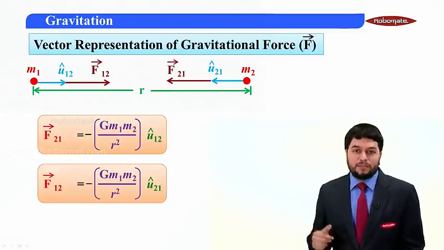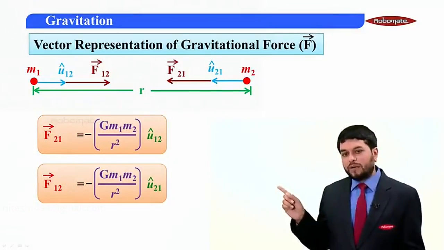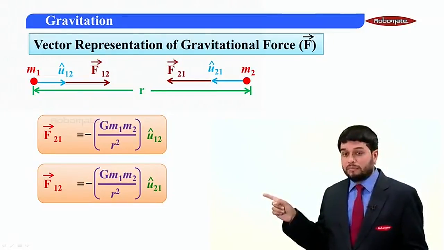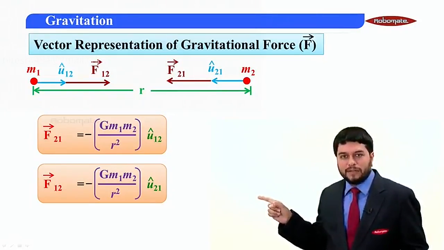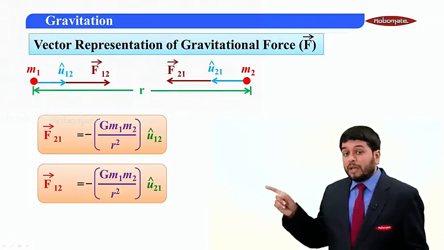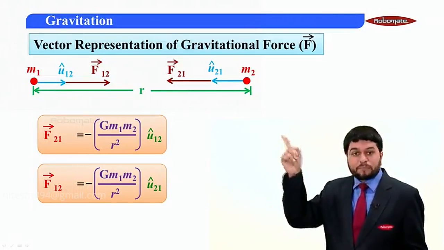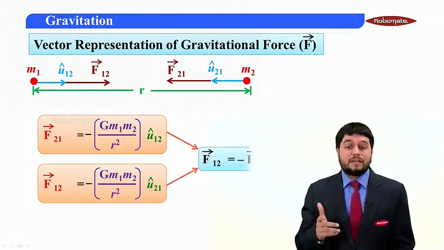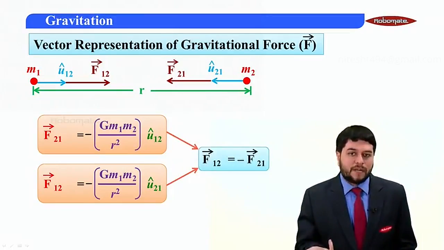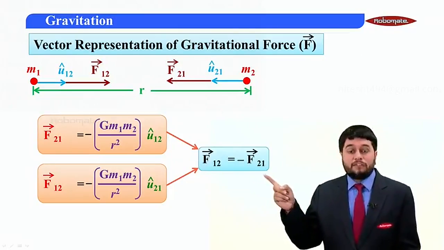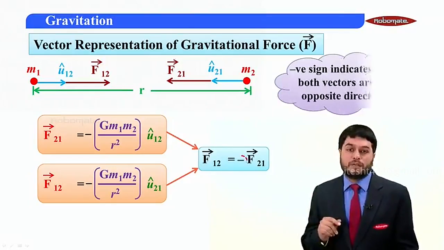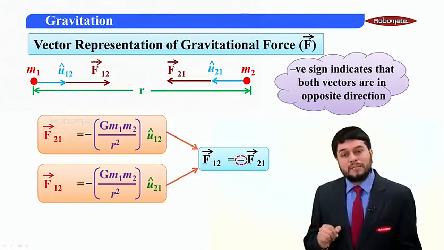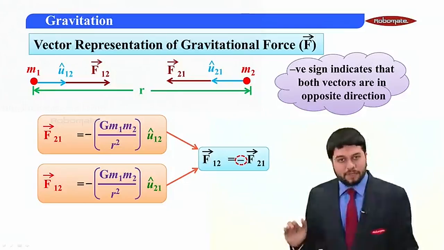If I just cumulate these two forces, just look at F bar 21 and F bar 12. Both these forces have the same magnitude, G m1 m2 upon r square, right? So they have the same magnitude. But look at the unit vectors. The unit vectors are opposite in direction. So can I say these are equal and opposite vectors? And if they are equal and opposite vectors, I can write F bar 12 as minus F bar 21. The negative sign indicates that both vectors are in opposite directions. Clear with the vector representation?